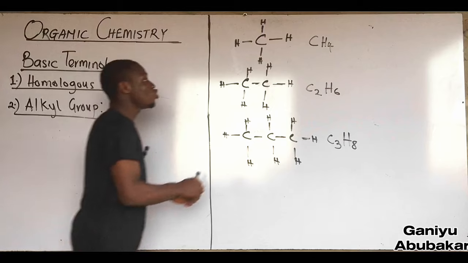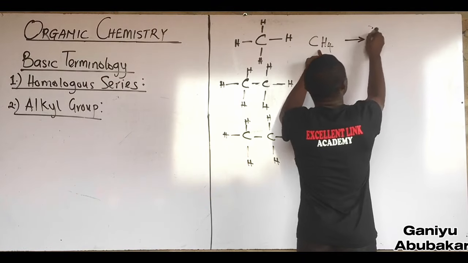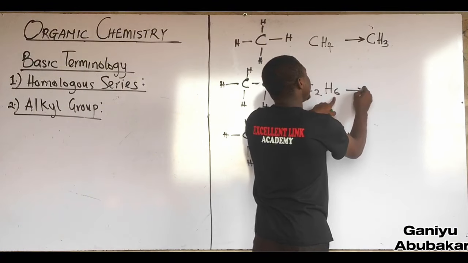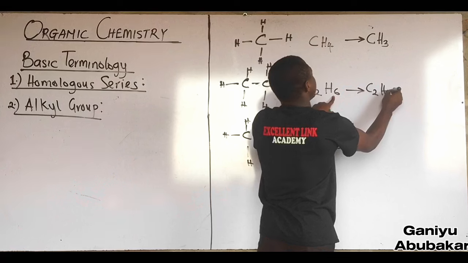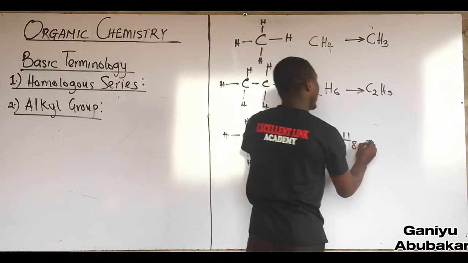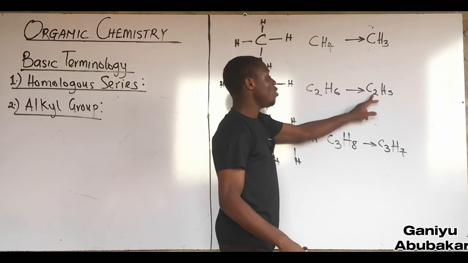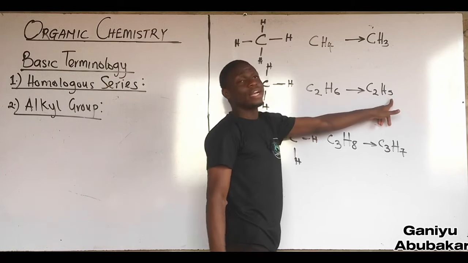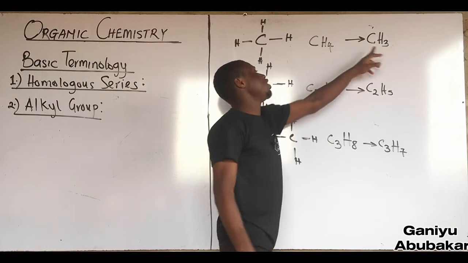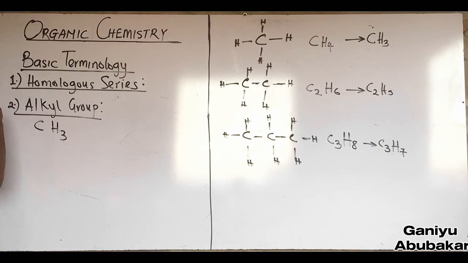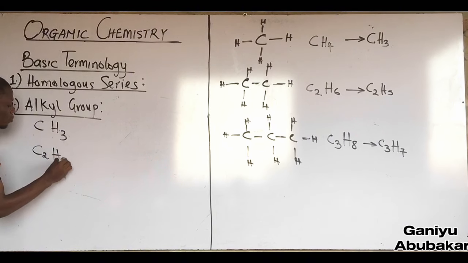So the alkyl groups are derived from the alkane by the loss of one hydrogen. If I take away one hydrogen from CH4, I'll have CH3. For this one here, take away one hydrogen, that's C2H5. For this one, I'll have C3H7. Observe that the carbon remains the same, but I remove just one hydrogen. So the first member of the alkyl group is simply CH3, the second member is C2H5, while the third member is C3H7.